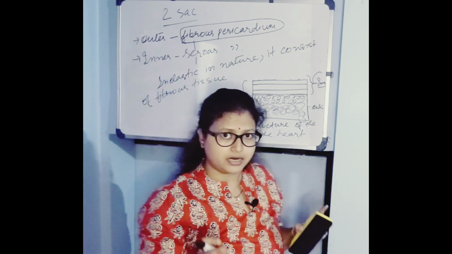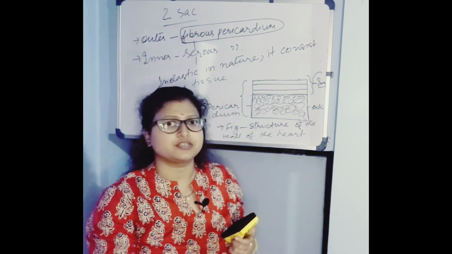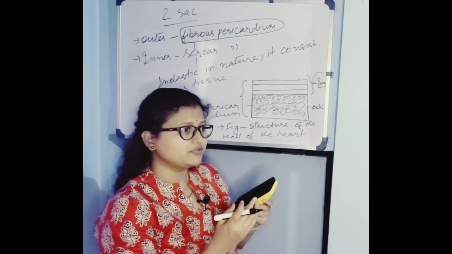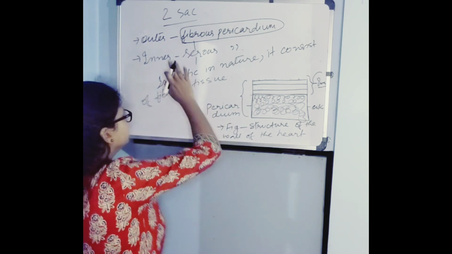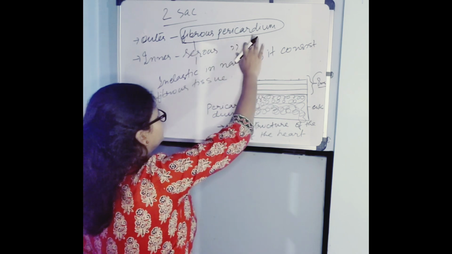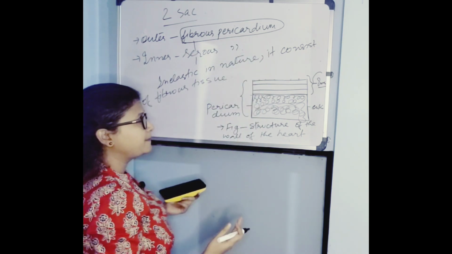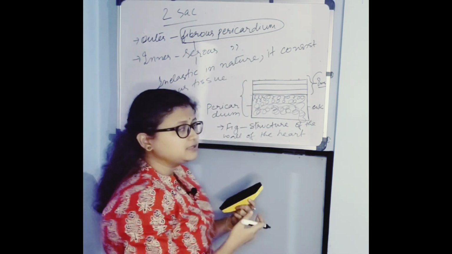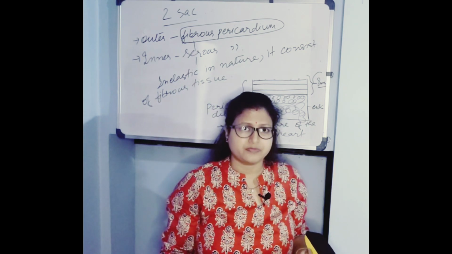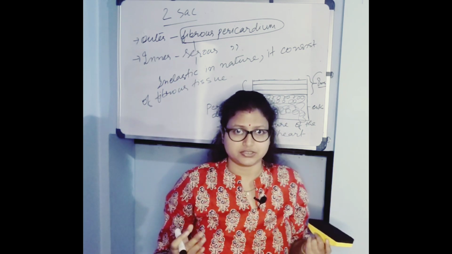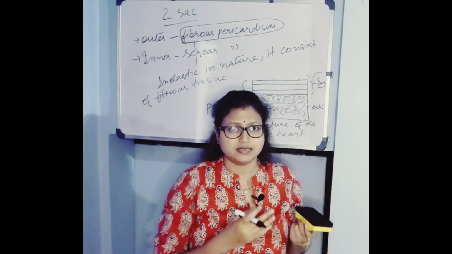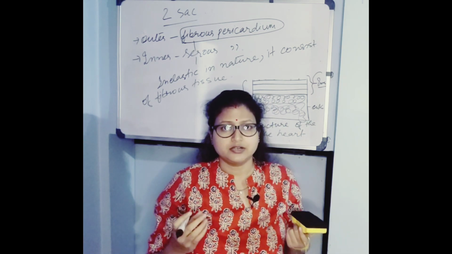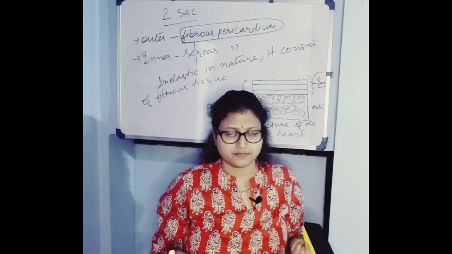That prevents our heart from over distension. The outer tissue is known as the fibrous pericardium. It consists of fibrous tissue and it is inelastic in nature. Why is it inelastic in nature? Because it helps prevent our heart from over distension.